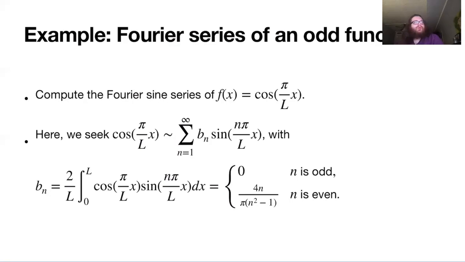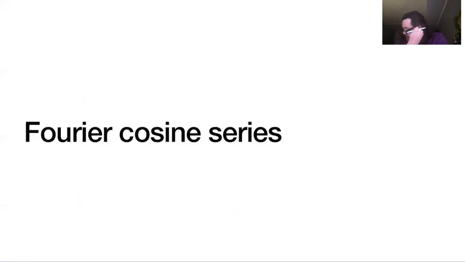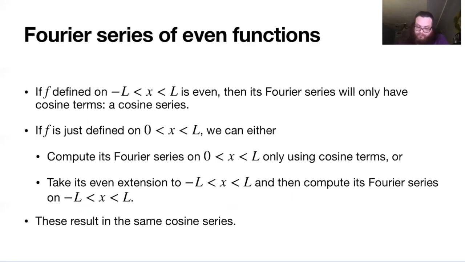Okay, cool. So the other piece then is talking about the Fourier cosine series. And it's more or less exactly the same thing. It's just replacing sine with cosine, replacing odd with even, etc. Let's see what that looks like.